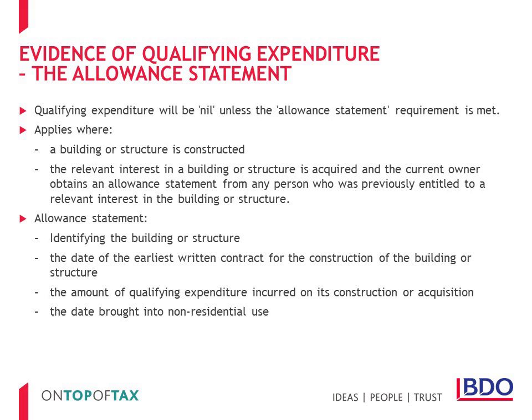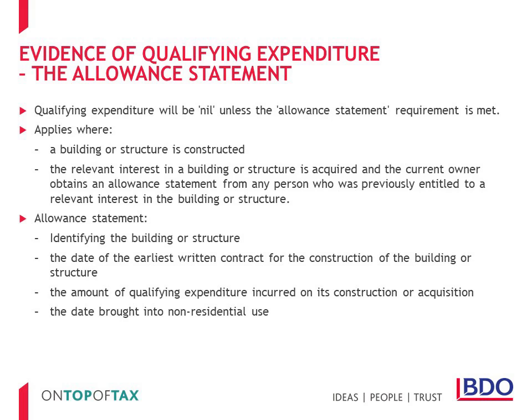One of the key considerations to be able to claim structures and buildings allowances will be the need to satisfy the allowance statement requirement. The draft legislation states that the qualifying expenditure will be nil unless the allowance statement requirement is met. This applies where a building is constructed or the relevant interest is acquired, and this is going to be a key point for claiming the allowances going forward. An allowance statement needs to provide certain information, but the legislation does not clarify if this has to take a specific form or if it is required to be submitted as part of the tax computation or return.